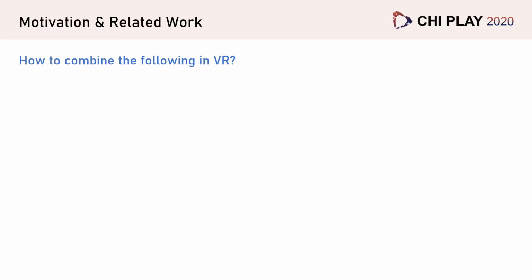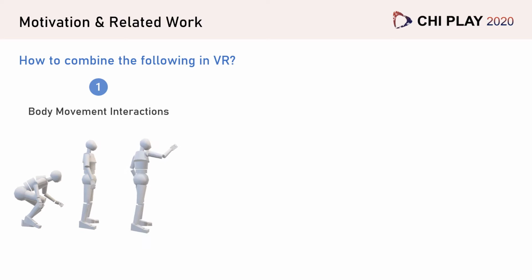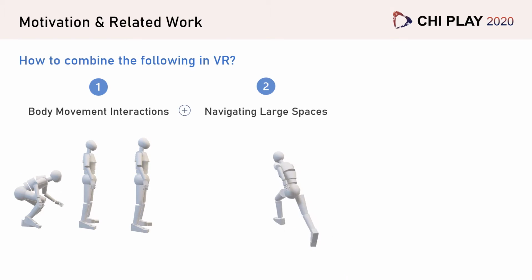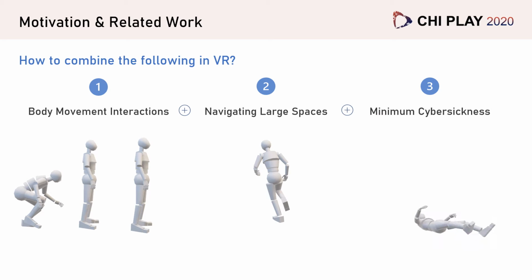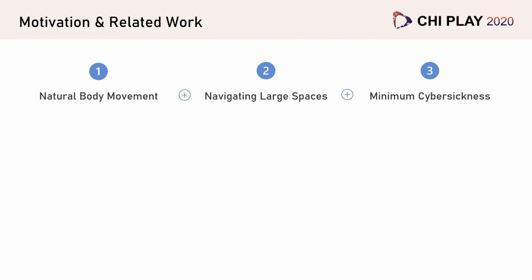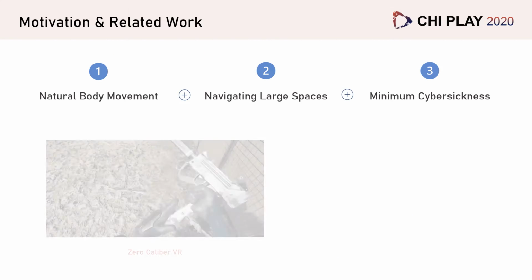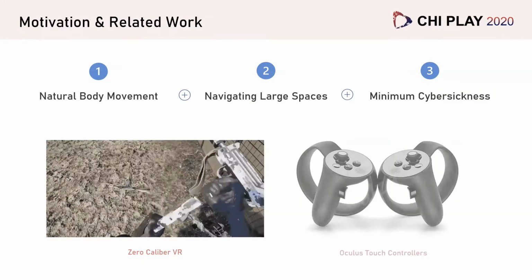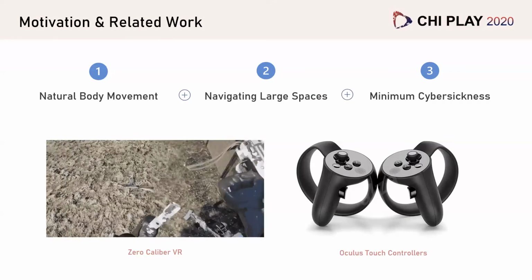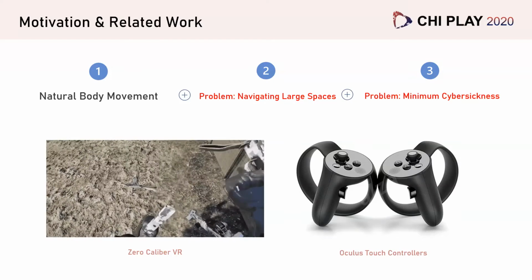The fundamental problem we are solving is seamlessly combining three virtual reality features: natural body interaction, ability to navigate large virtual spaces, and minimum cybersickness. In previous works, applications use first-person perspective and steering locomotion, which might cause large amounts of cybersickness and fail to navigate virtual spaces larger than the real interaction space.